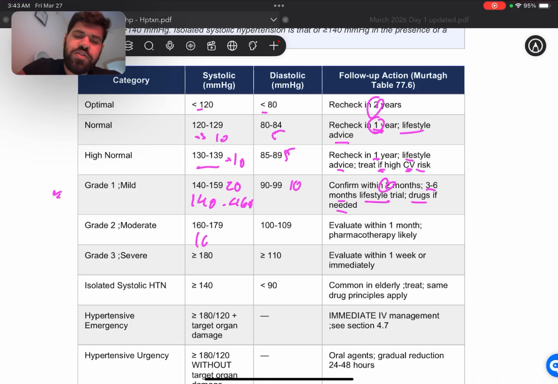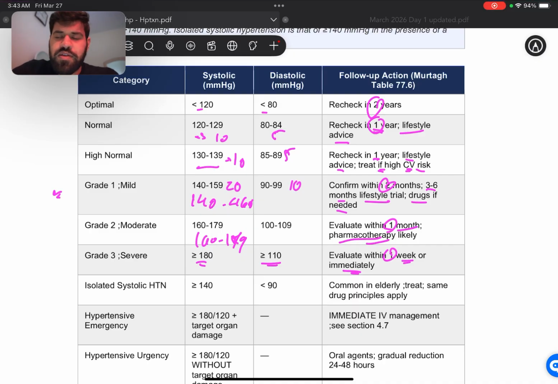Between 160 and 180, so 179, we have evaluation within 1 month, with pharmacotherapy most likely to be done for these patients. So 160 and below 180, and diastolic 100 and below 110. Severe is anything above 180, and diastolic more than or equal to 110, and you have to evaluate within 1 week, or evaluate immediately and give them some therapy as they present.